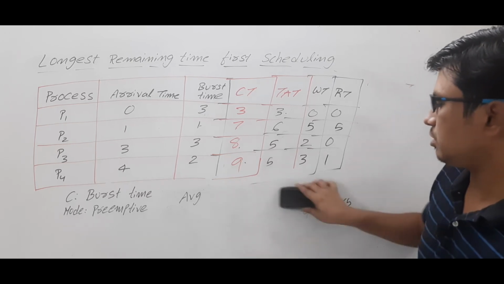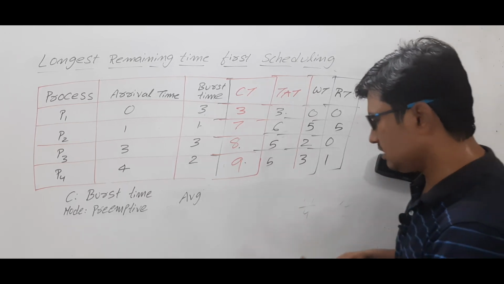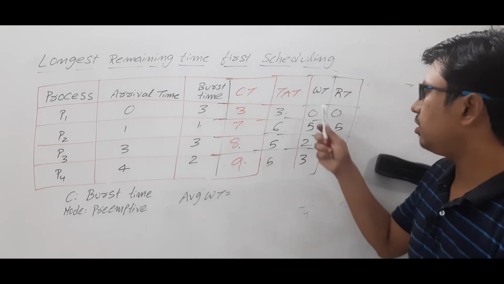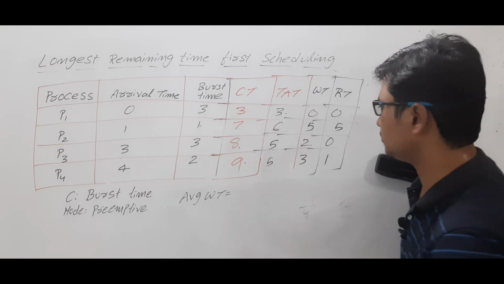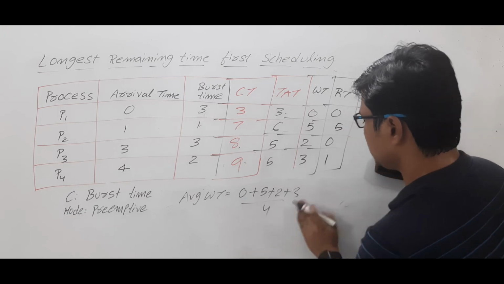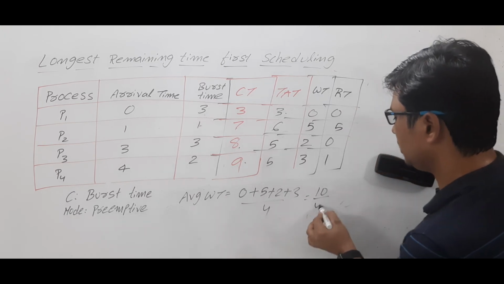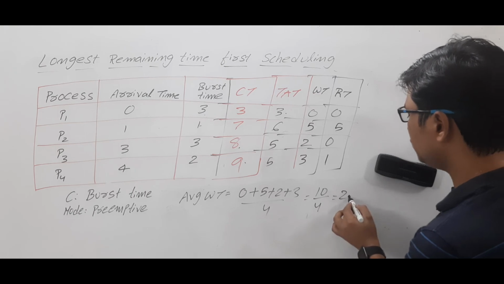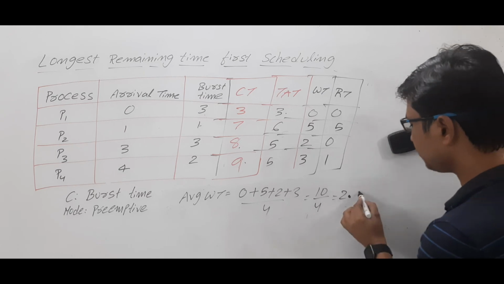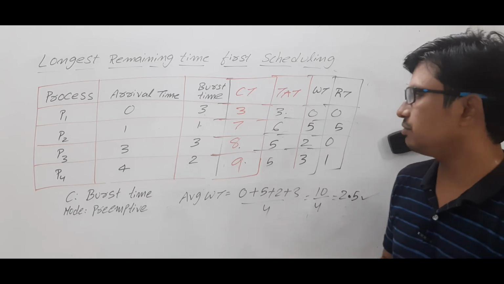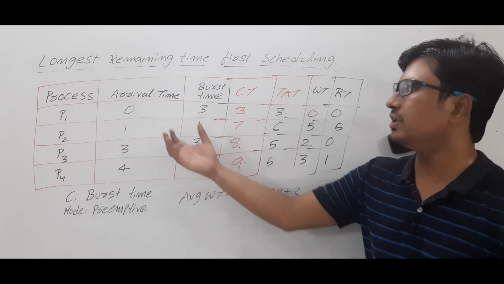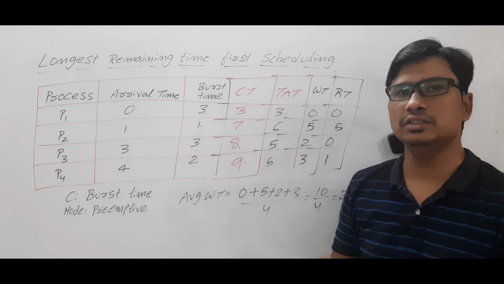Now let me discuss how to compute the average waiting time. It is the same. Average waiting time is equal to the sum of all the processes' waiting times divided by the number of processes, which is 0 plus 5 plus 2 plus 3 by 4, which is equal to 10 by 4, which is 2.5. Is it clear? So this is the way you need to compute the average turnaround time and average waiting time for a given schedule using the scheduling algorithm.